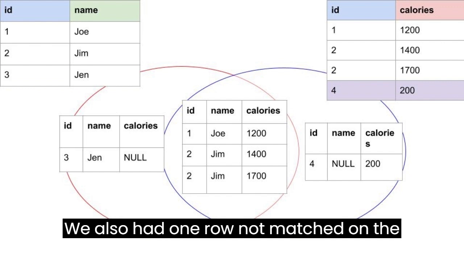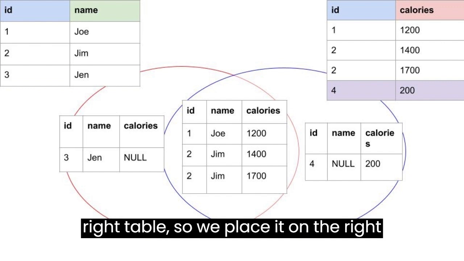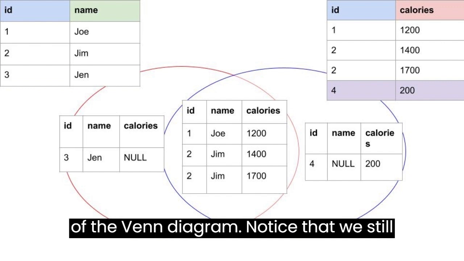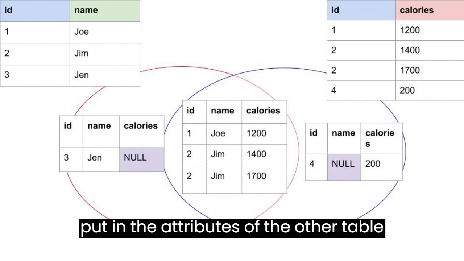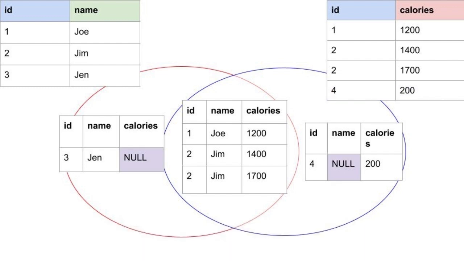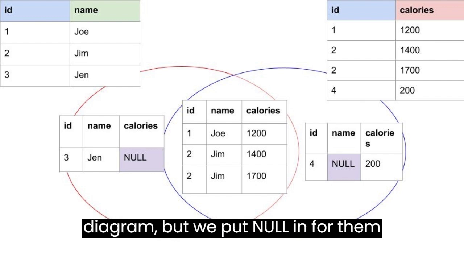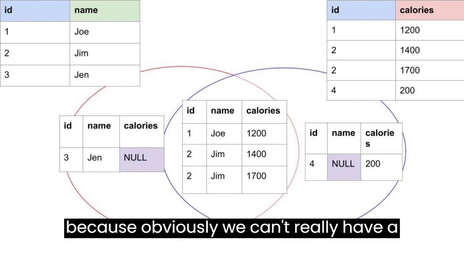We also had 1 row not matched on the right table, so we place it on the right of the Venn diagram. Notice that we still put in the attributes of the other table for the unmatched rows in our Venn diagram, but we put null in for them because obviously we can't really have a value for them.